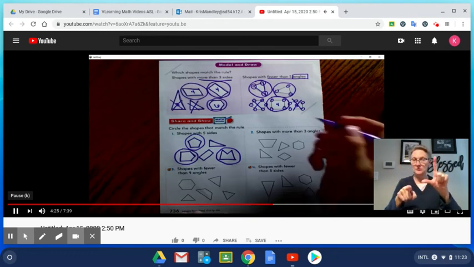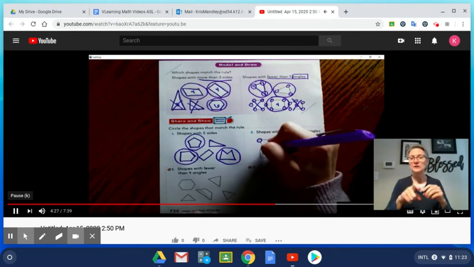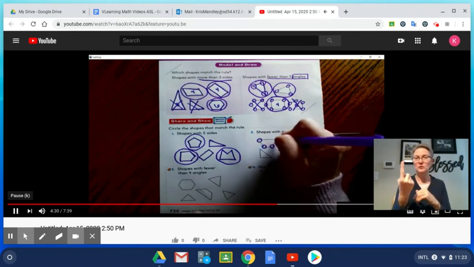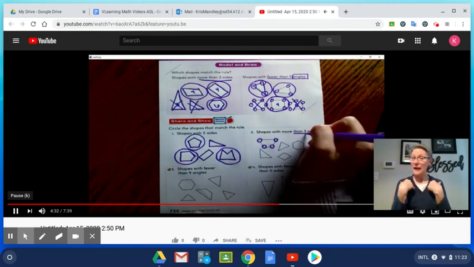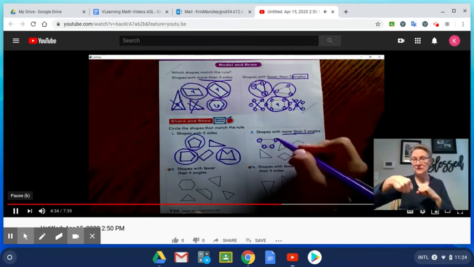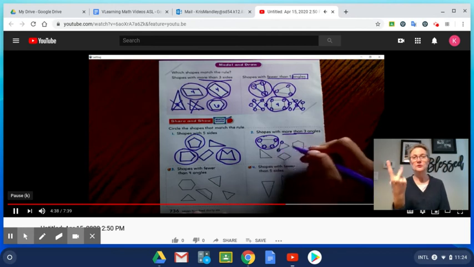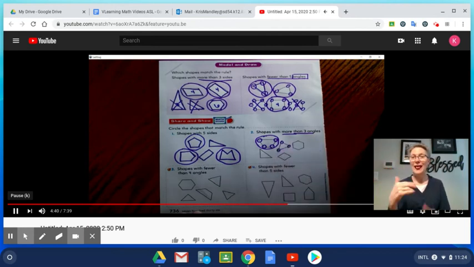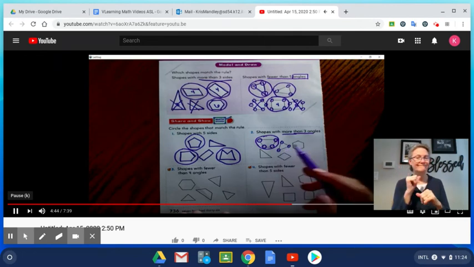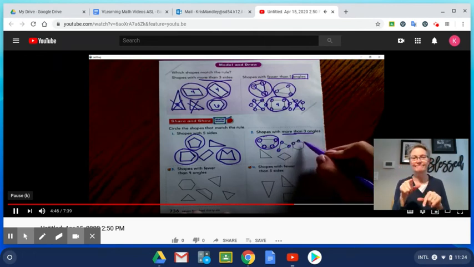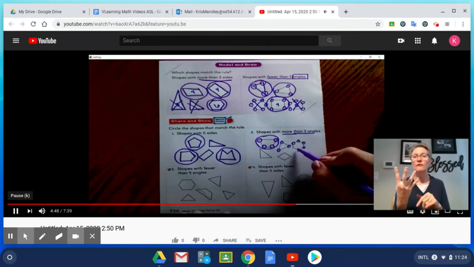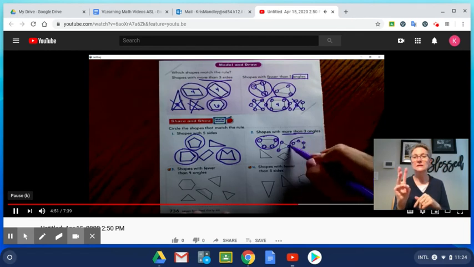So let's take a look. 1, 2, 3, and 4. So this is more than 3 angles. So this would work. 1, 2, 3. This has 3, but it needs to be more than 3. So this one does not work. 1, 2, 3, 4, 5, and 6. This one has more than 3.